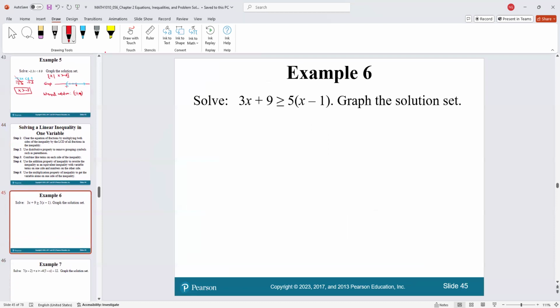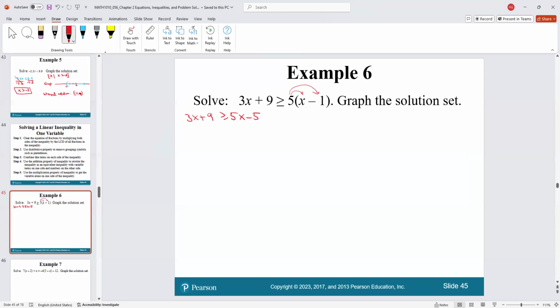They ask us to solve this one and present it in a graph set. The first thing to do is apply the distributive property because we need to combine the like terms, but on the right there was a parenthesis. So 5 times x gives us 5x, and 5 times -1 gives us -5.